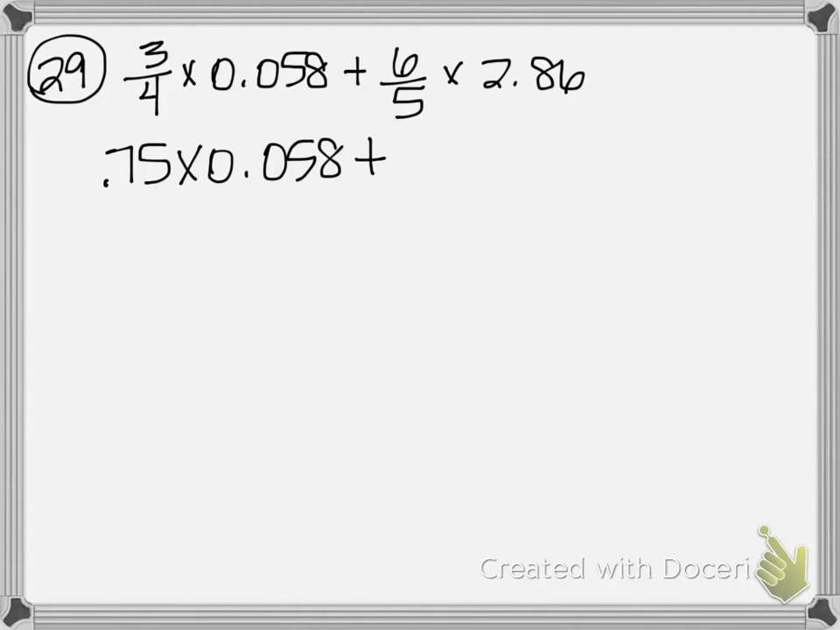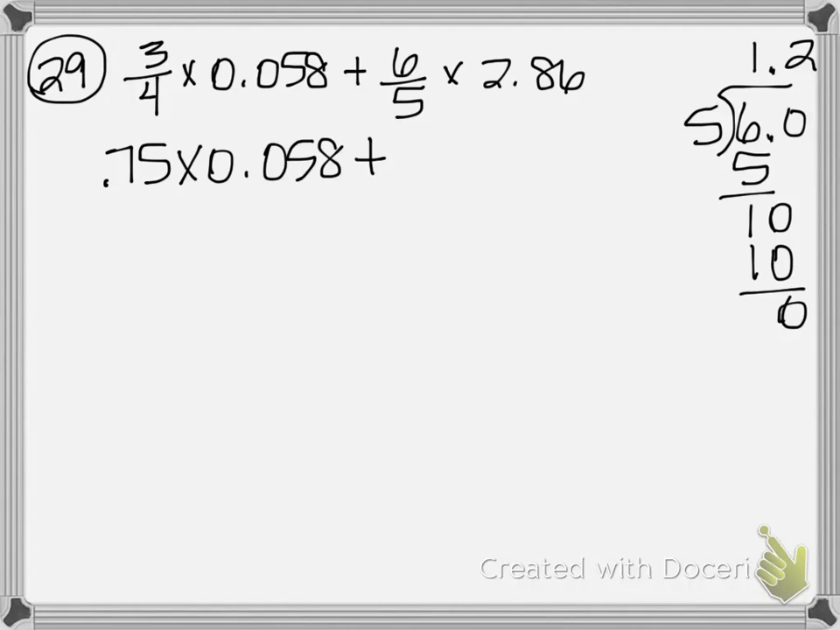6/5. Do you know what 6/5 is as a decimal? This one, let's go ahead and calculate. 5 goes into 6 one time. And if I put a decimal and a 0 and bring down a 0, 5 goes into 10 twice. So 6/5 is the same thing as 1.2.